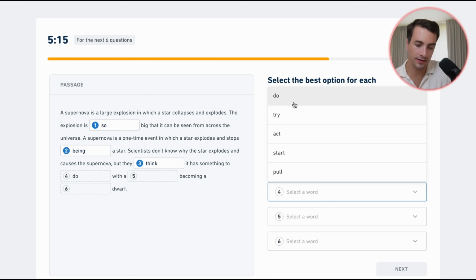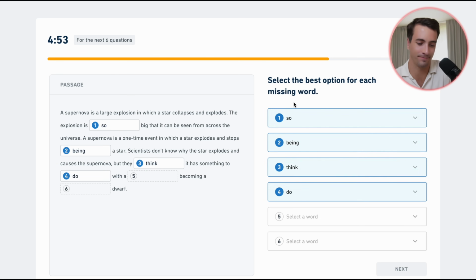On the DET, especially for these first questions, when you have to identify the missing word, Duolingo likes to use expressions or idioms. So the phrase "it has something to do with" is an idiom in English. So that's what you're being tested on here. Are you familiar with this phrase? Have you seen this phrase?